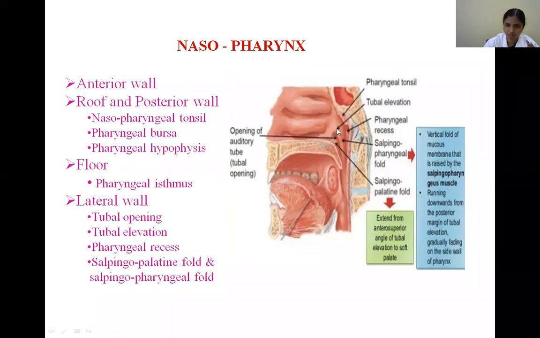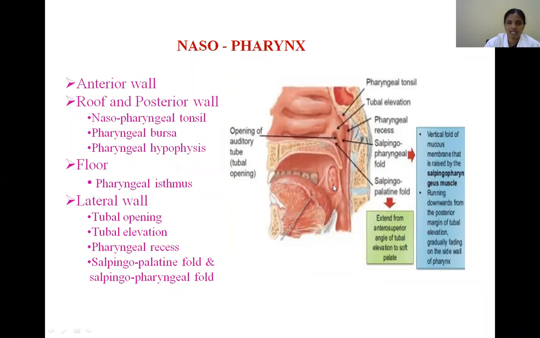The upper and posterior end of the auditory tube is covered by this mucous membrane, and the adjacent lamina propria forms an elevation. So what is this? Tubal elevation. Then pharyngeal recess. Just behind this tubal elevation, there is a depressed area, meaning a mucosa-covered depression. You can see in the lateral wall of the nasopharynx a depression just behind the tubal elevation, which is known as pharyngeal recess or fossa of Rosenmuller.